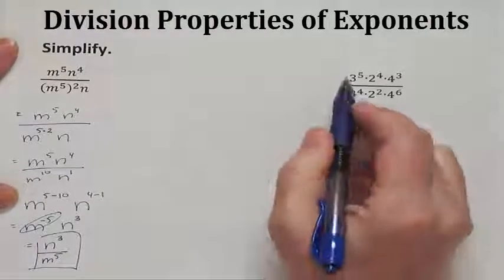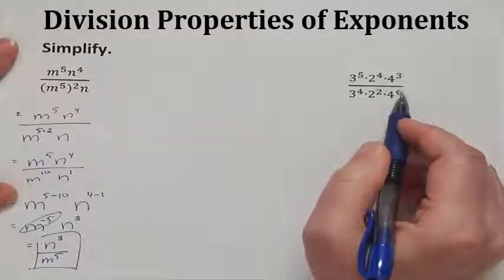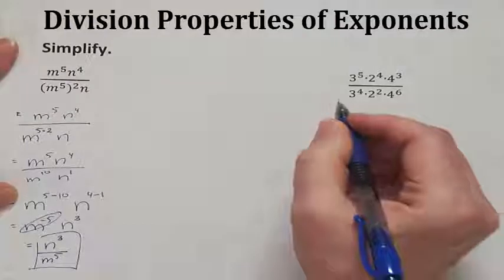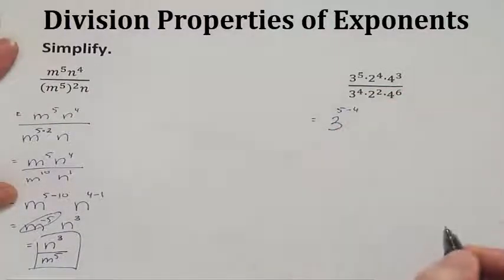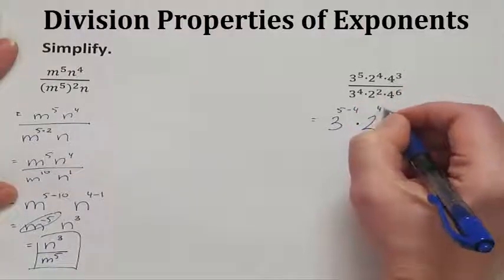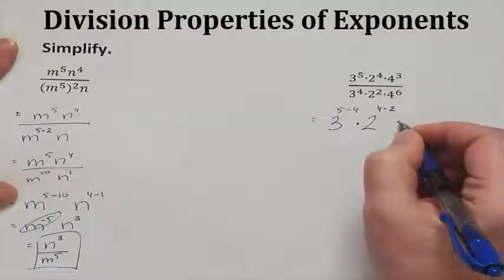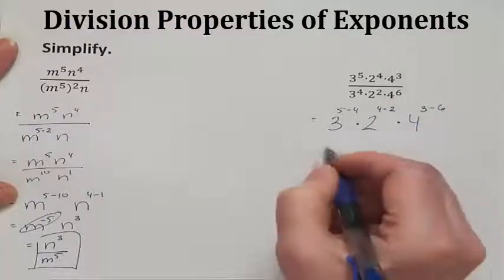Our other one, I see same base 3's, everything has an exponent. Same base 2's, everybody had an exponent. Same base 4's, everybody has an exponent. So let's go ahead and try it. Same base 3, top exponent minus the bottom, multiplied by same base of 2's, top exponent minus the bottom, times same base 4's, top exponent minus the bottom.